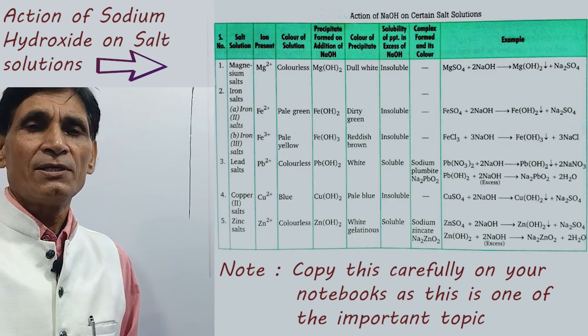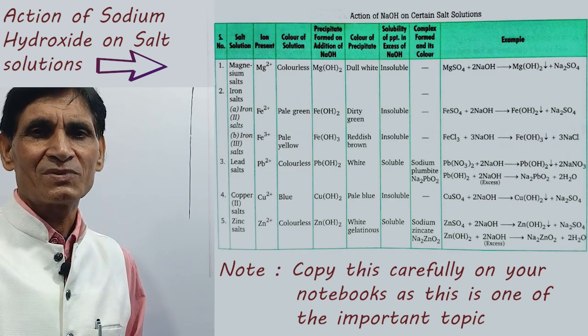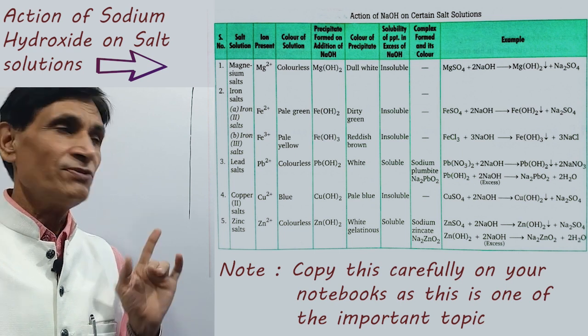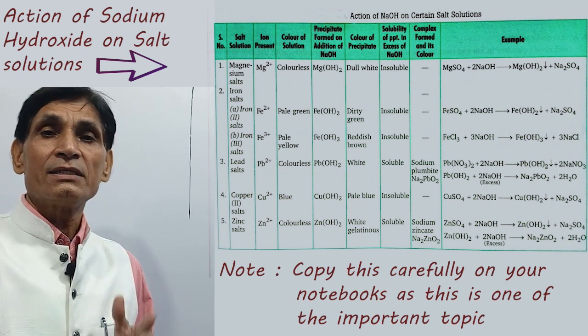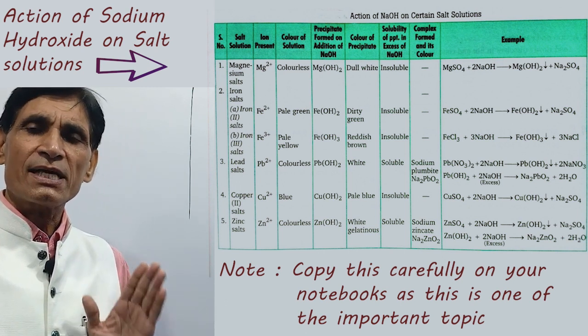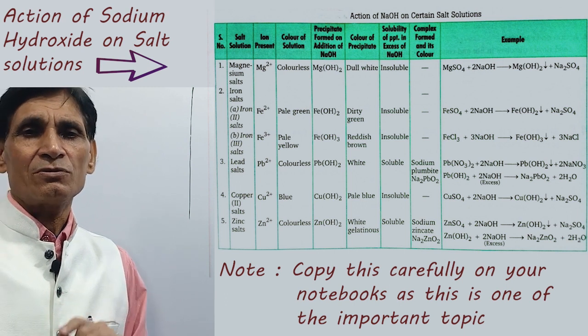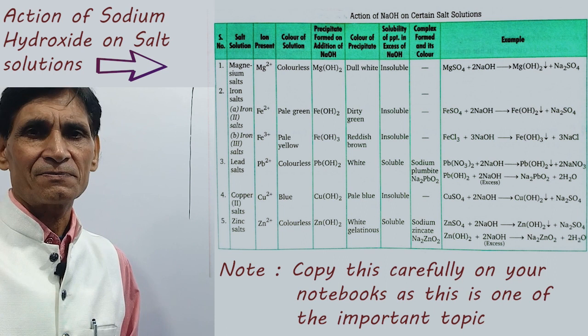Third salt, ferrous salt. Ferrous salts are green in color. The ion present is the ferrous ion, Fe2 plus. What is the color of the ferrous ion? Green. Its salt is green, the ferrous ion is also green, and the color of the solution is green.